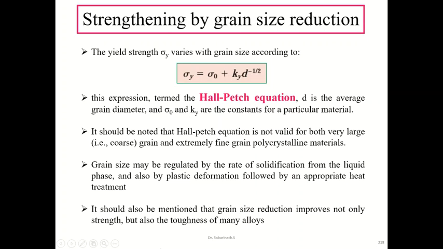It should be mentioned that grain size reduction improves not only the strength but also the toughness of many alloys. So we can say that this is the only method which increases both the strength and toughness of the material. But the problem is, although this is the most preferred method, we can only increase the strength up to a particular level. To increase the strength above that level, we have to go for other methods.